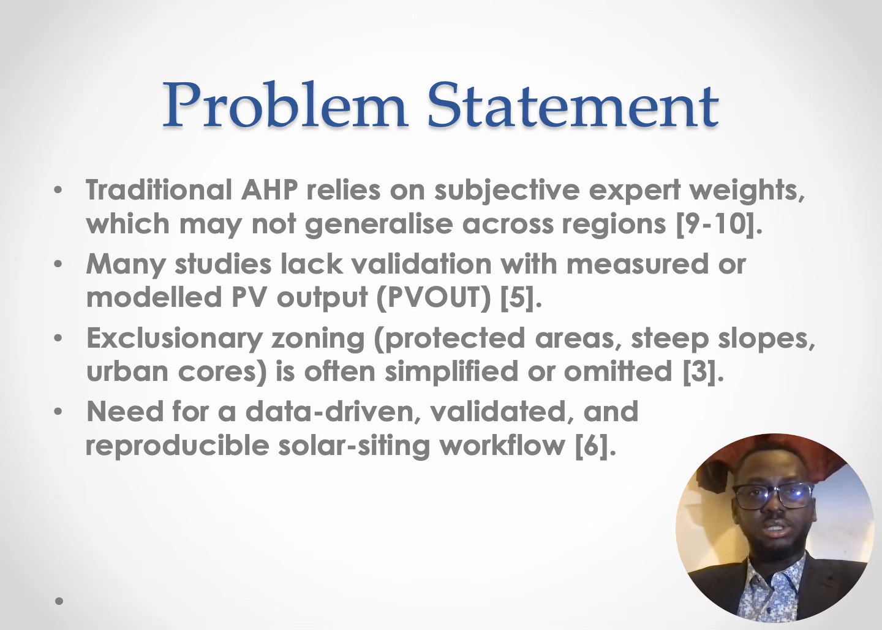The main issue in solar site selection is that many traditional studies rely only on expert judgment. This can be biased and may not work well in different regions. Many studies also do not check if the location they select can actually produce good solar energy. Some studies even ignore protected areas like wildlife zones and places where people live. Also, using only one type of data like land cover is not enough. We need different types of information to find the right place for a solar farm. So there is a need for a simple, data-based and reliable method that uses GIS, AHP, and machine learning together.